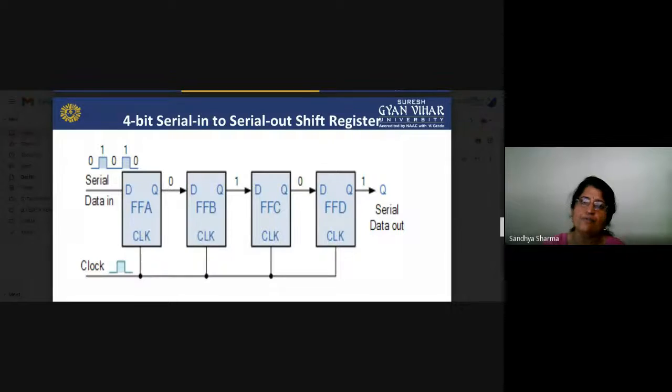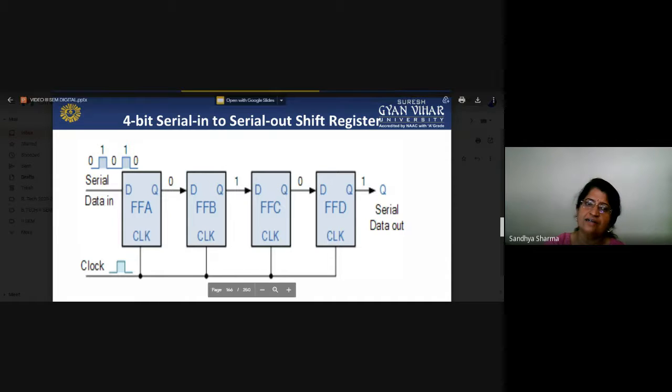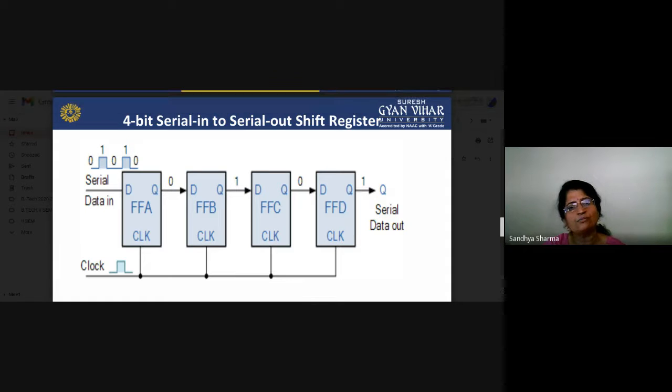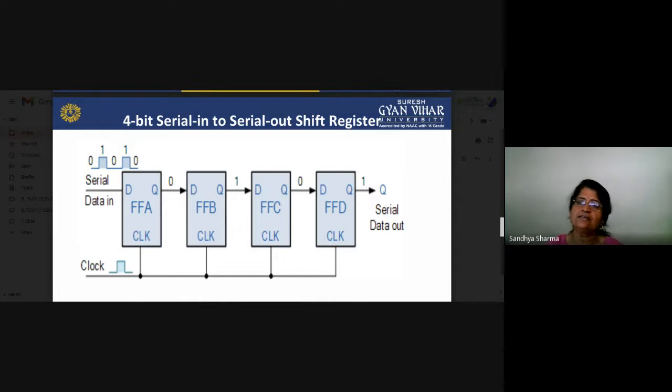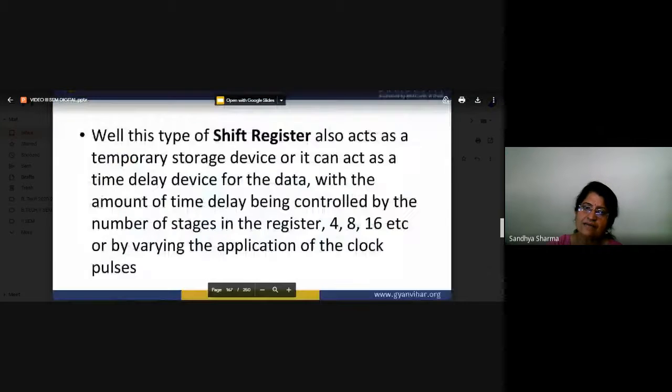So there is another type of shift register. This is a 4-bit serial in, serial out shift register. Your data will be entered one by one from this side, and in every clock pulse it will be shifted to the next flip flop, and after that it will exit in serial output manner. So this is another type of shift register.